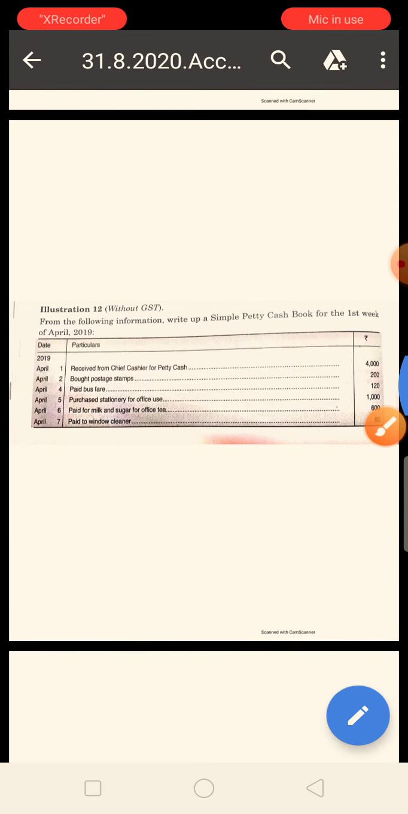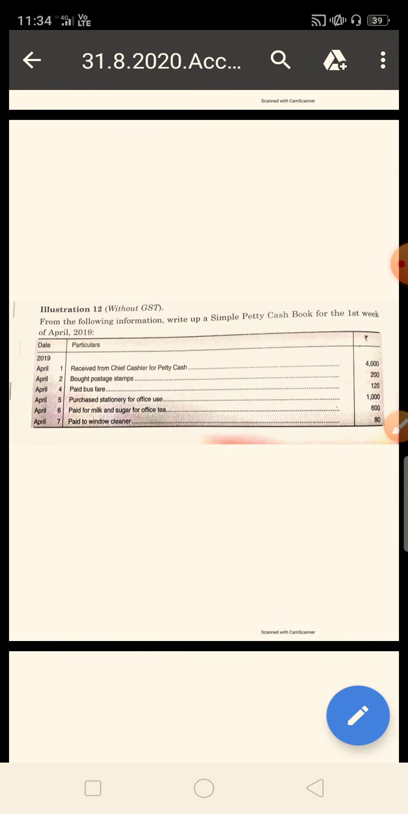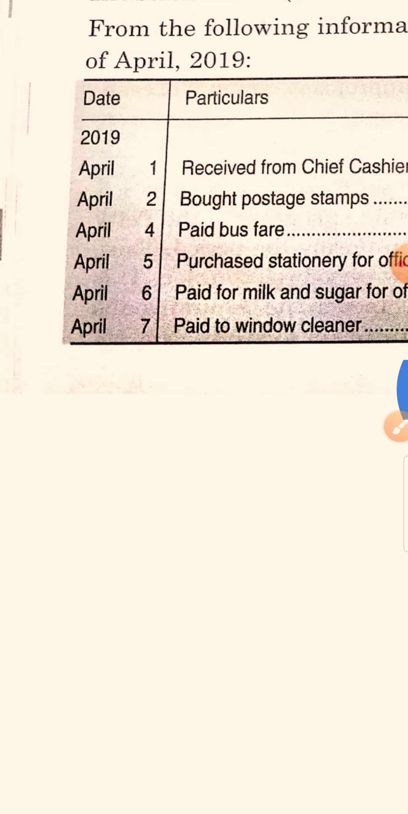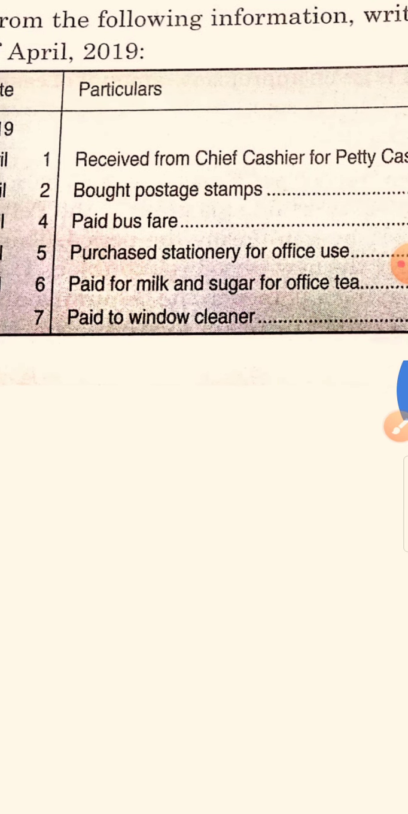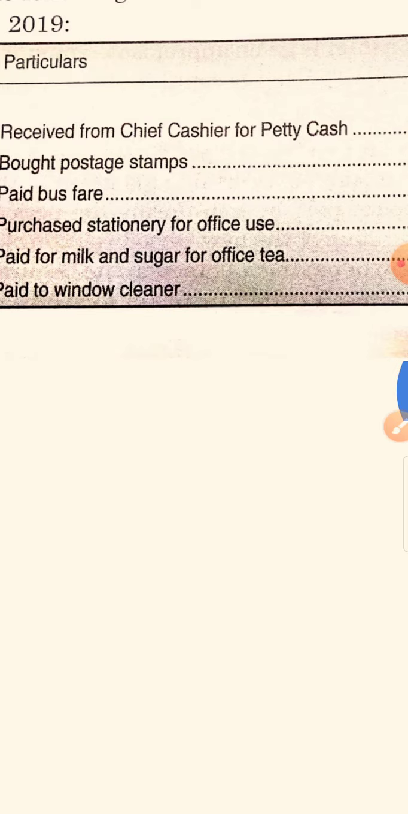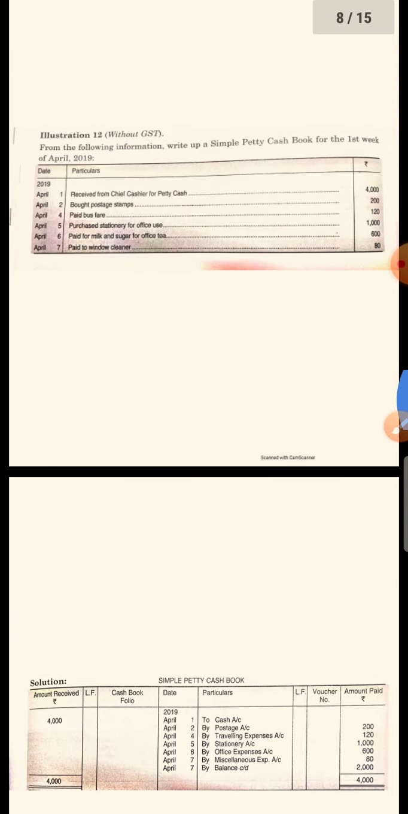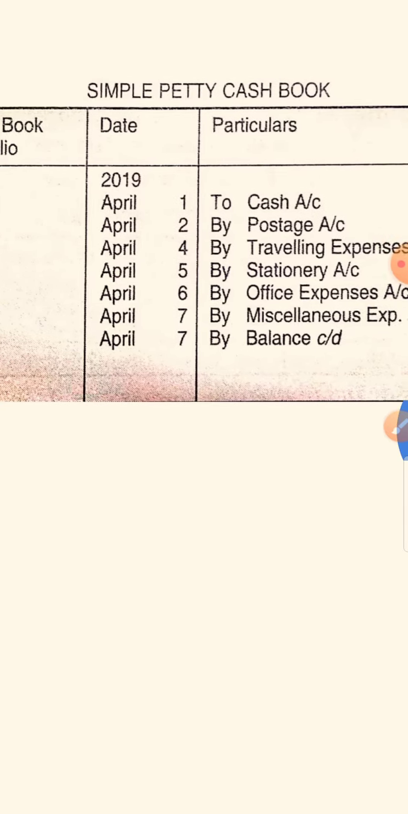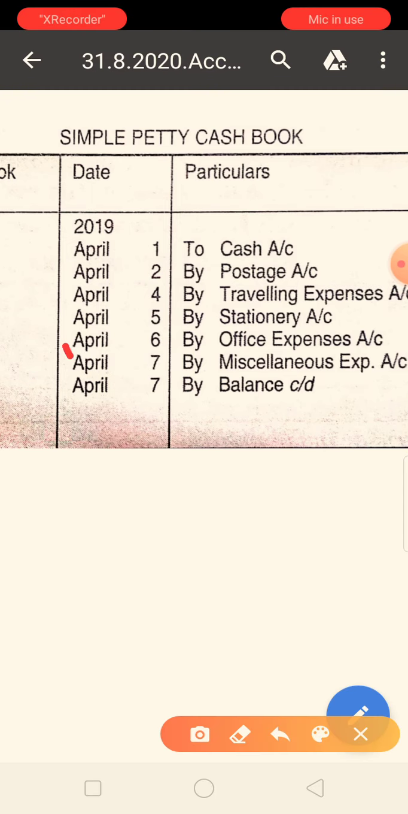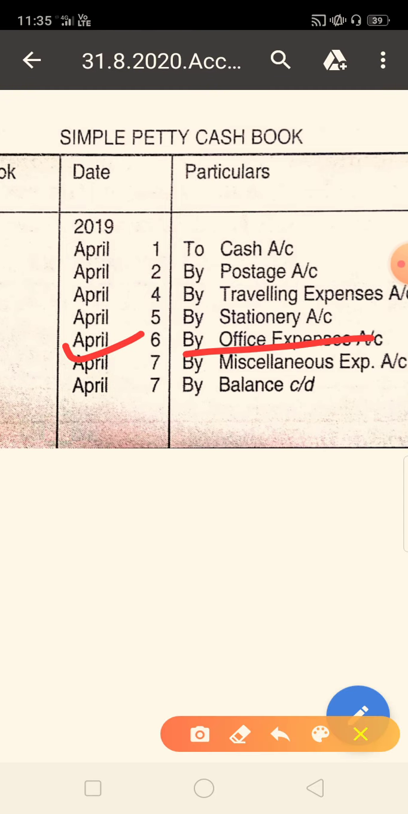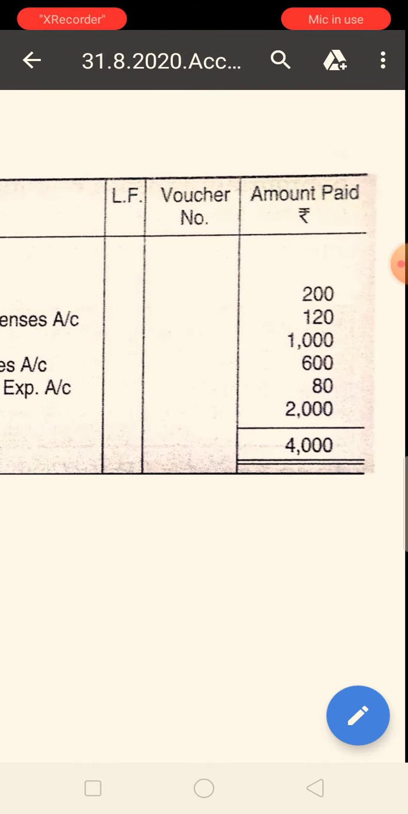So this is a very simple petty cash book, because in the petty cash book one time we will write in the received column, because from the main cash book the amount will be received and after it we will pay. Next point is 6th, paid for milk and sugar for office tea. ऑफिस टी के लिए, चाय के लिए हमने पेमेंट करा है. And amount is 600 rupees, my dear student. Now I will come here and now we can check that on the 6th April office expenses, because office expenses के लिए हम खर्च कर रहे हैं, and amount is 600 rupees.